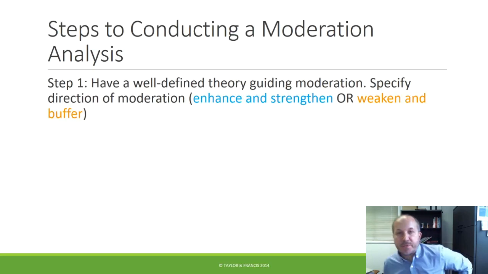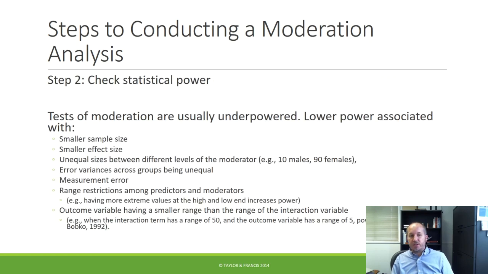So step one, start with a really good theory. Theory is the foundation of everything we do, and especially in moderation analyses, you have to have a really strong theory about why you believe this can actually affect the relationship, the strength of that relationship between your independent and dependent variables. The next thing you want to do is check statistical power. So moderation analyses can be underpowered because of the way that the interaction term works. And so we want to make sure we have adequate power.